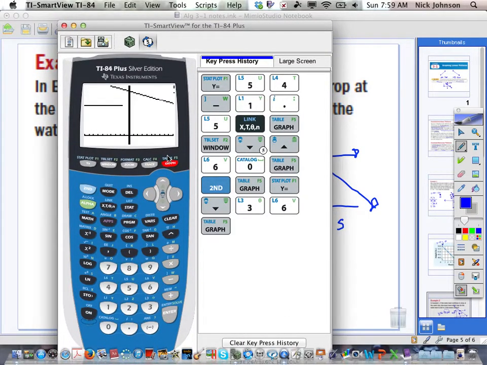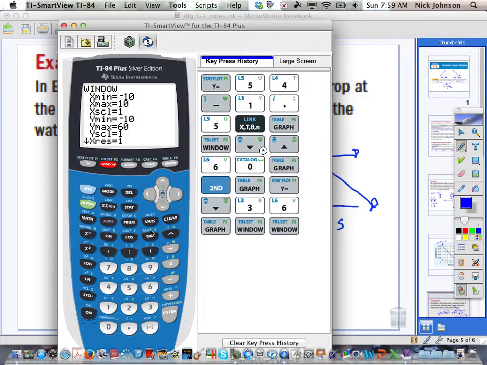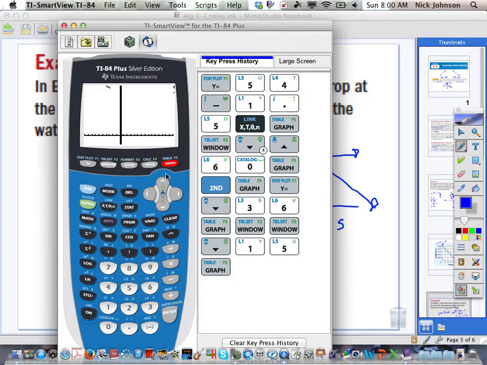Now, what might have to happen is I might have to change my... See, it's past 10 here. So what I'm going to have to do is go ahead and move my X max out. So I got to change my X max to at least 15. I hit graph. Notice they intersect right there. Now what I could do is I could bring my cursor up, and I could scroll clear over here.